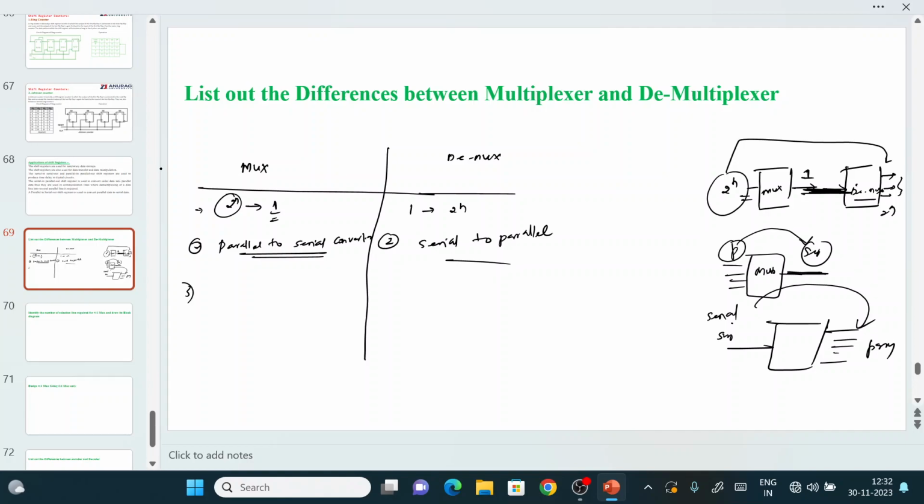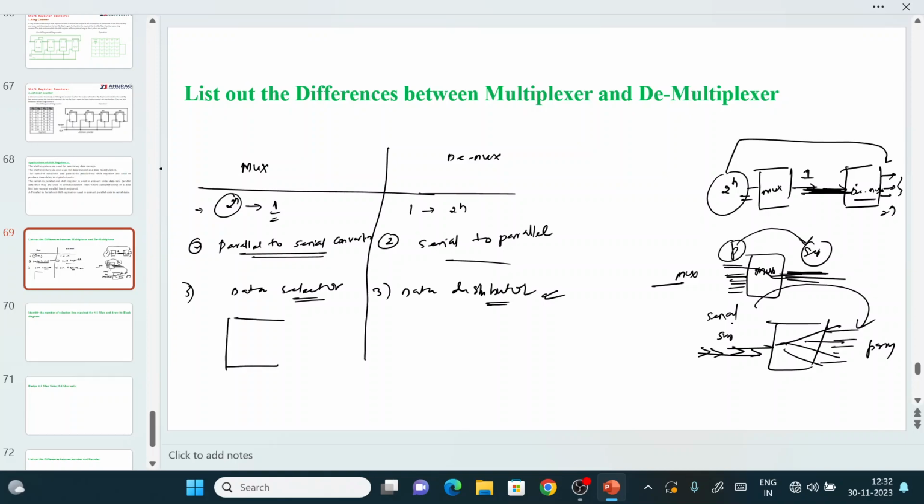The multiplexer is called the data selector, and the demultiplexer is called the data distributor. What do data selector and data distributor mean? In the multiplexer, out of 2^n inputs we select any one as the output, so it is called the data selector. Data distributor means in the single line we have multiple information that we distribute to different outputs.